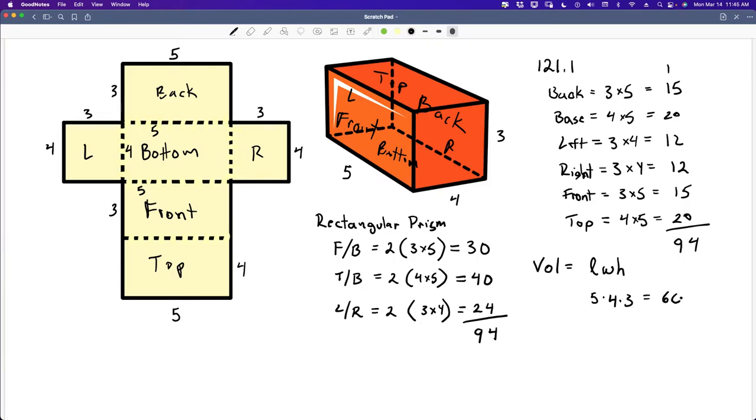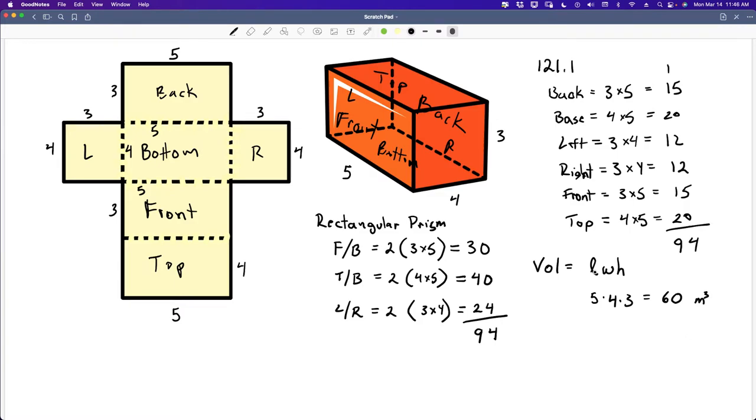So 60 cubic units, because you have three dimensions multiplied against each other. Here we only have square units because we have two dimensions that are multiplied. Here we have three dimensions that are multiplied. So if it happened to be meters, it would be meters cubed, right? Because of three dimensions. So you can see the difference between the surface area and the volume. It's not going to be the same value.